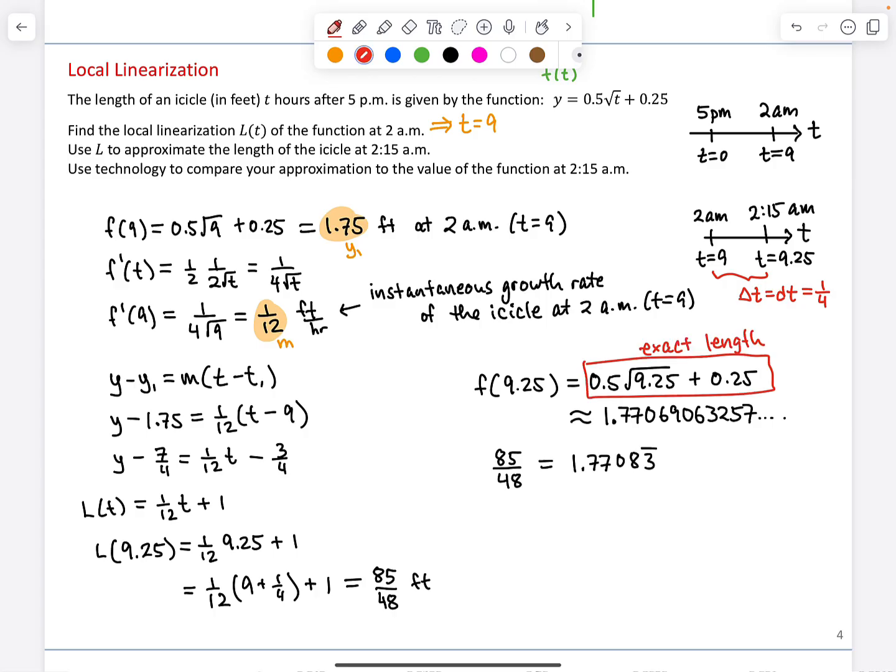So this outcome here we'll refer to as the exact length of the icicle, and using a local linearization, this fraction 85/48 is an approximate length, and they are not far off from each other. And this concludes our lesson on local linearization and how it can be useful to help approximate complicated mathematical numbers.